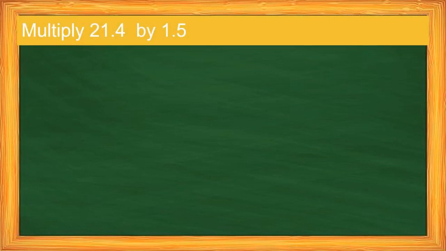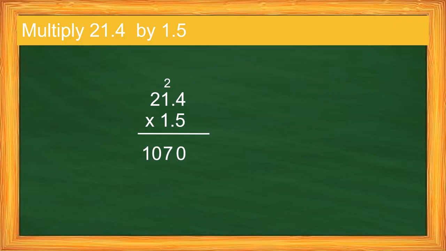Alright, multiply natin ang 21.4 by 1.5. So, that would be 21.4 sa taas. And then, multiply natin with 1.5. Right? And then, okay, start tayo with 5 times 4. That would be 20. So, 0, carry 2. Okay, and then 5 times 1 is 5. Plus 2, that is 7. And then 5 times 2 is 10.